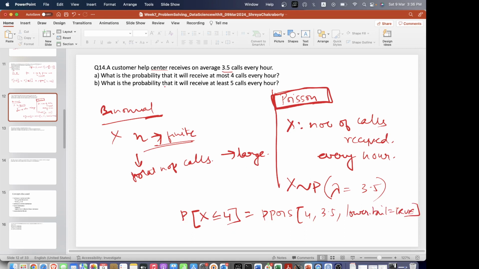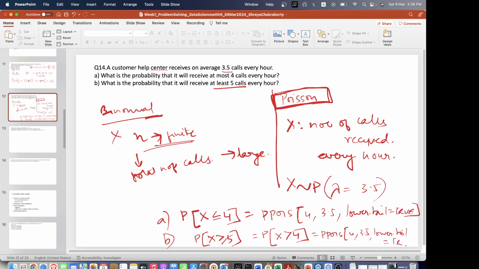And the second part is, what is the probability it will receive at least 5 calls? This is probability X greater than or equal to 5, which is equal to probability X greater than 4. So for this we will write ppois(4, 3.5, lower.tail = FALSE). Okay, is it clear?